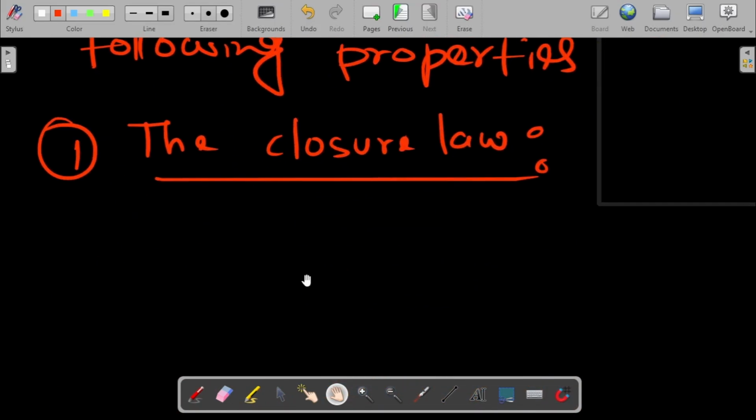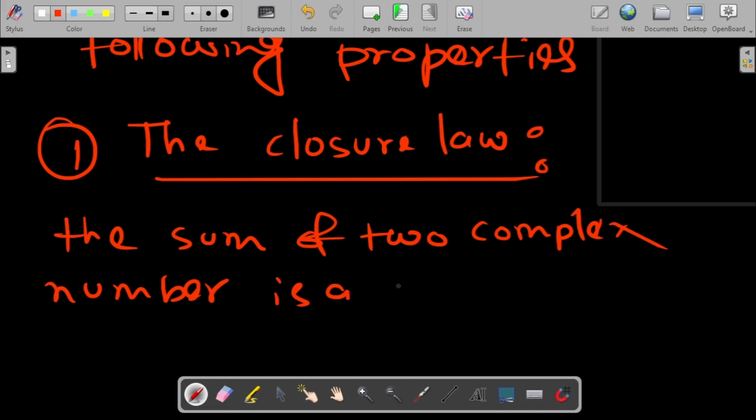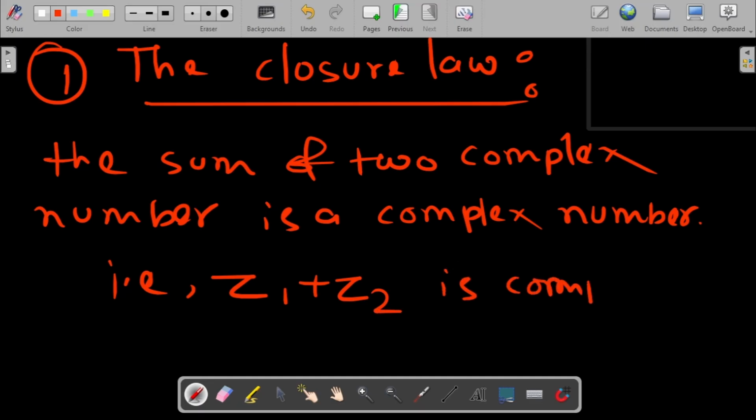That is, the sum of two complex numbers is a complex number. z1 plus z2 is a complex number.